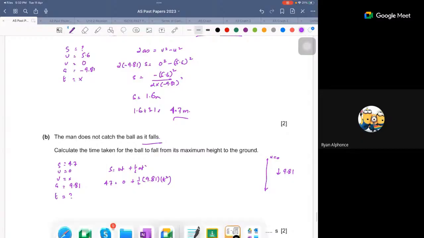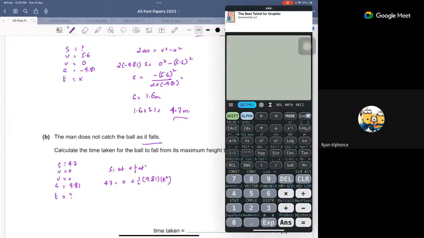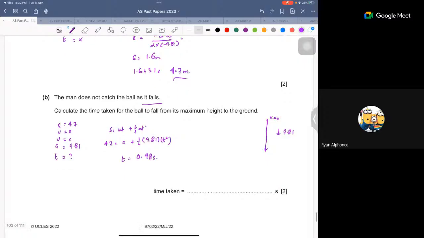So then I'm going to just quickly do 4.7 times 2 divided by 9.81 and take the square root of the answer. So the time it would take to fall is 0.98 seconds. If you have any questions, please let me know. This was pretty simple except for the trick they played on me.